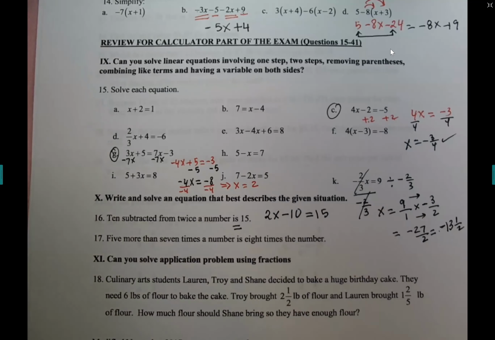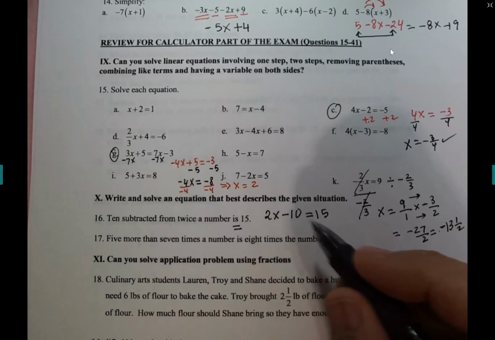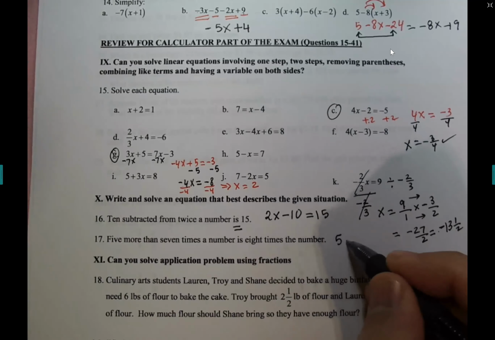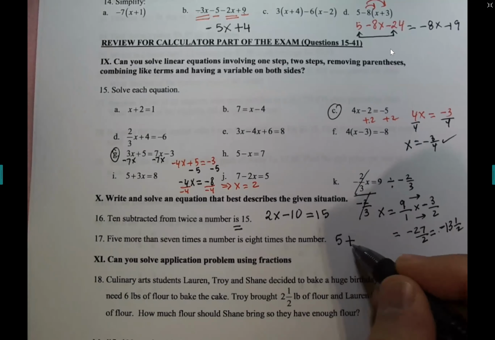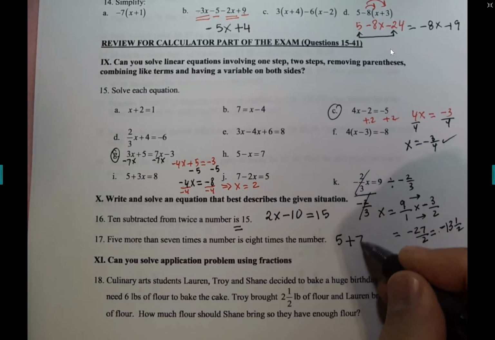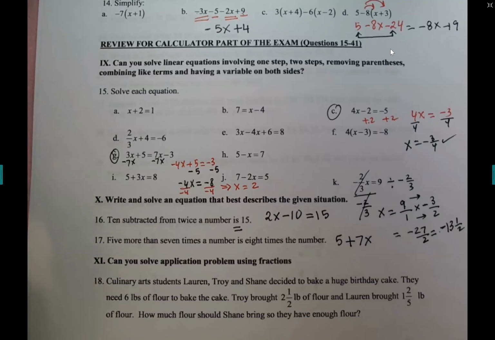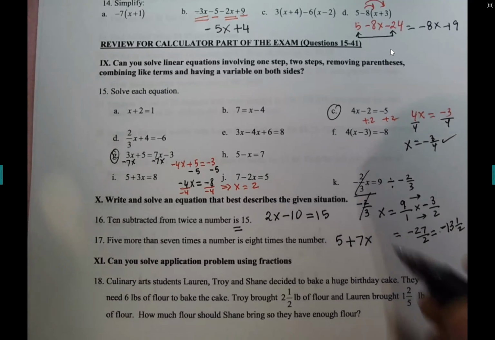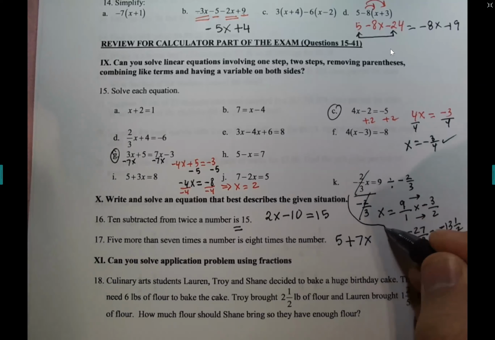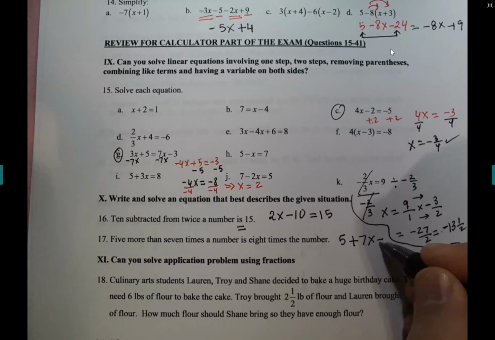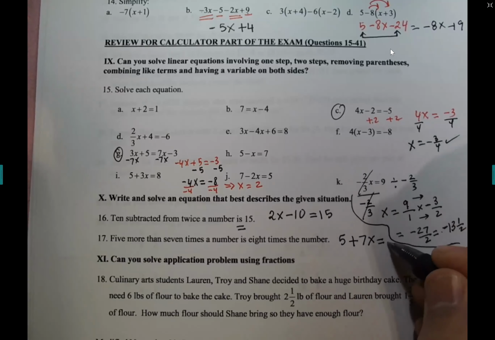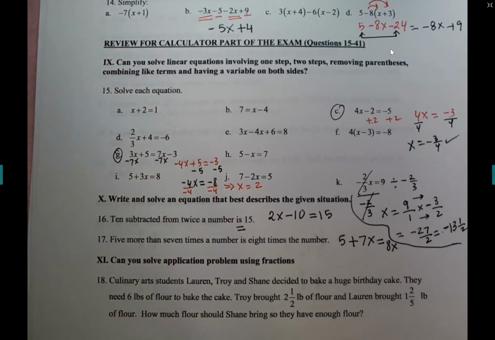Okay. Let's do 17. 5 more, so that's a 5. More means a plus. 7 times a number, just 7x, is equal sign 8 times the number, so you just put what? 8 what? x. And that would be the equation.